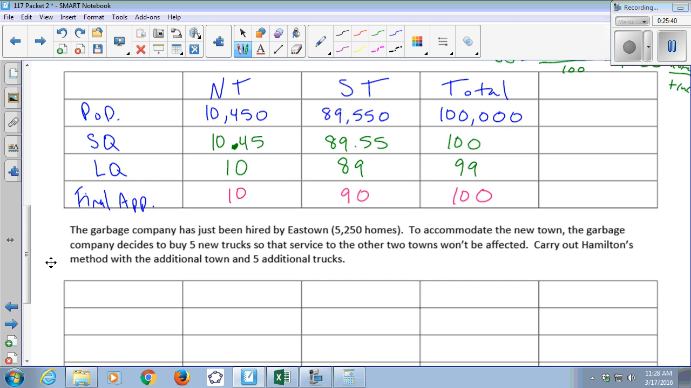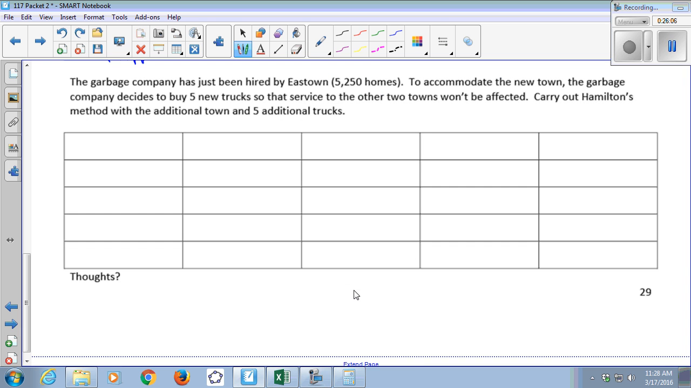All right, so let's say that the garbage company, they've been doing a really good job in Northtown and Southtown, and so Easttown decides to hire the same company. They have 5,250 homes. So to accommodate the new town, the garbage company says, okay, we're going to buy 5 new trucks so that we won't interrupt service to the other 2 towns. Let's carry out Hamilton's method with an additional town and 5 additional trucks. Okay, so I now have Northtown, Southtown, and Easttown in a total. And then we're going to put in their populations, their standard quotas, lower quotas, and final apportionment.